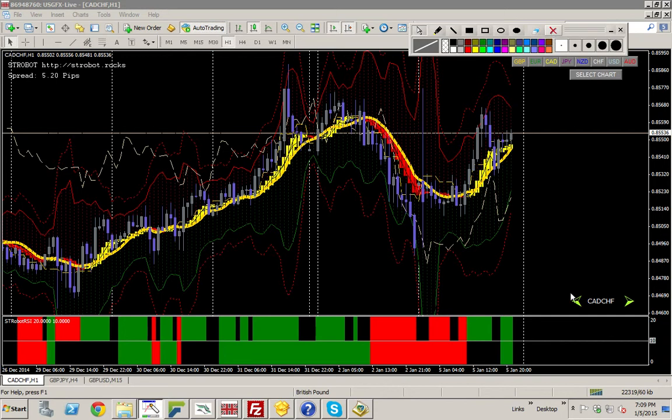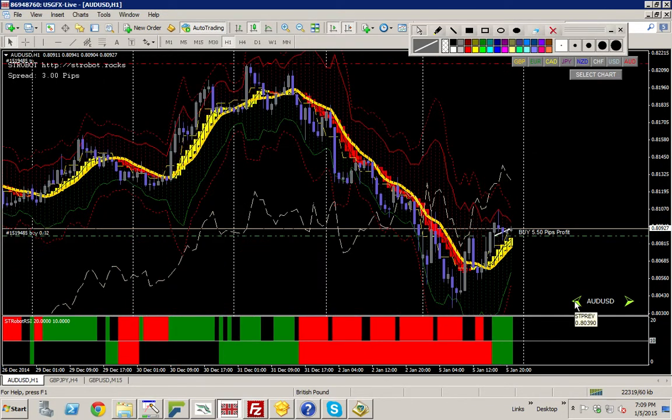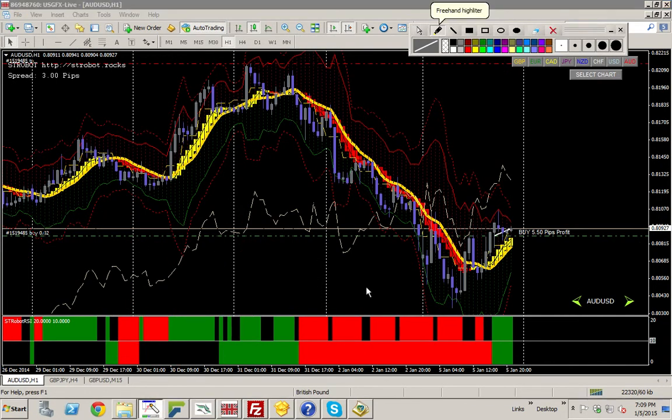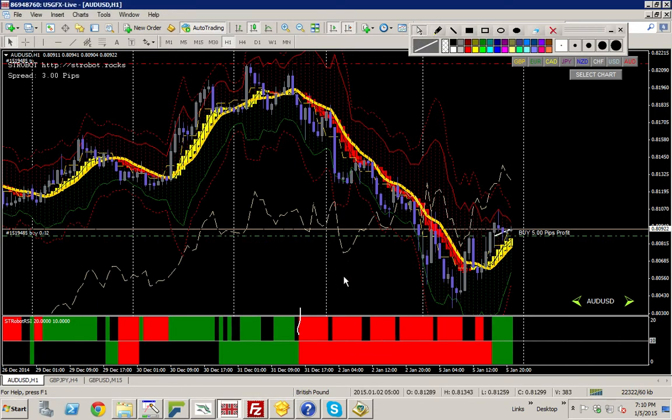And so let's look at some other pairs. So for instance, here's a lovely short. Entry was here, here, here, here, here, here, here. So you can see that there's like 4 or 5 entry points, but actually most of the time he'll enter it there. If you'd started STRobot off here, for instance, he'd have taken a small long here, closed it, and then taken a short down to here, provided the spread is less than 7 pips.